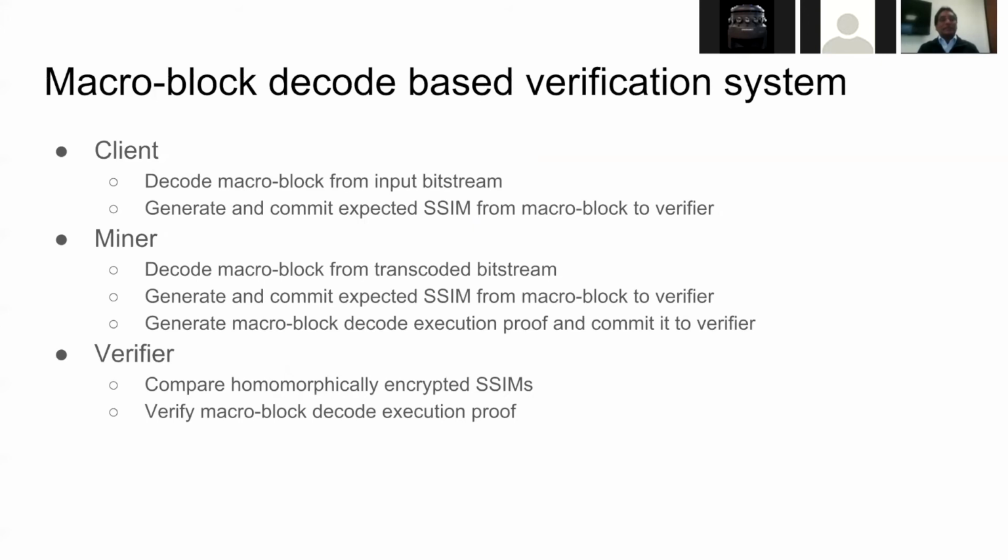So for that, we have to add macro block decoding computations into the verification system. Here we have this process divided into 3 parts, where, for example, the client has to decode a macro block from its input stream, generate a structural similarity index from it, and send it to the verifier. The same things should be done on the miner side, but with an additional step where the miner has to generate a proof that the actual macro block decoding operation was executed. And this proof has to be sent also to the verifier. The verifier is only required to compare those structural similarity indexes, and also to check the proof received from the miner. Okay.